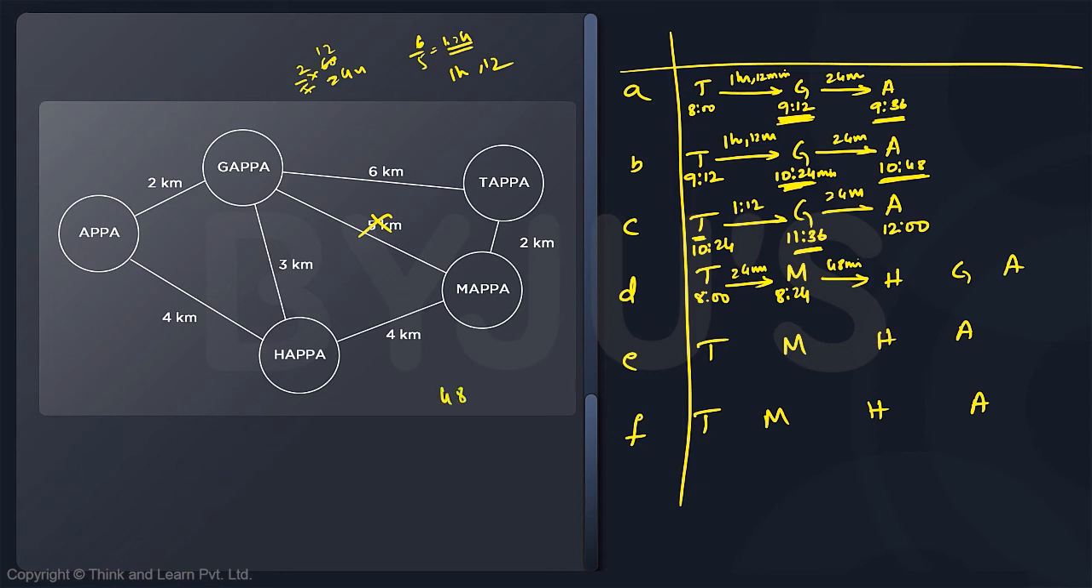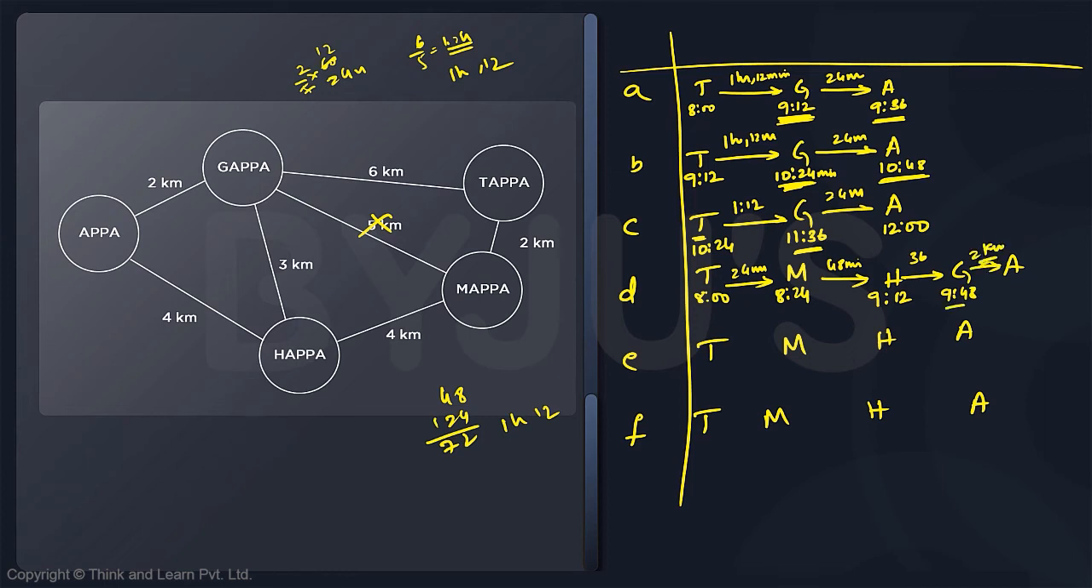So 48 and 24 is 72, so it is 1 hour 12 minutes, so this is going to be 8:24 plus 48, so 9:12. Now H to G is 3 kilometers, so 3 kilometers is 12 times 3, 36 minutes, so this is going to be 9:48. And G to A is 2 kilometers.